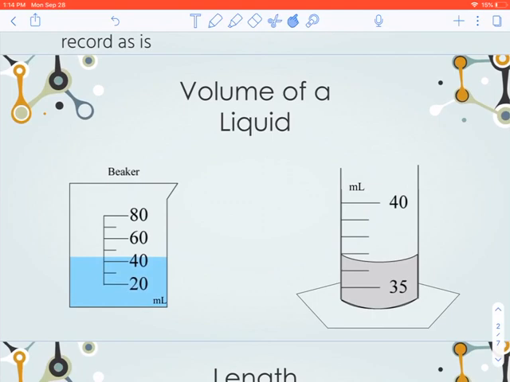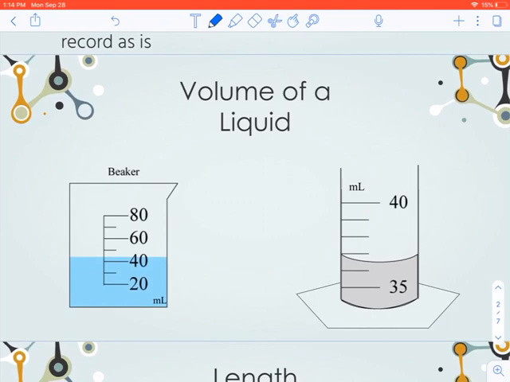So, first one here, we are looking at the volume of a liquid in two different pieces of glassware. On the left, we have a beaker. You can see it's going up by 20, 40, 60, 80, but you can also see that there's a line in between each of those. So each of those lines is going to represent 10 milliliters. That means if we were to estimate one more place value, then we would be rounding to the nearest ones place on the beaker here.